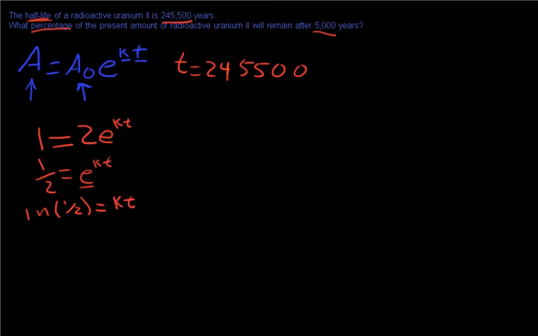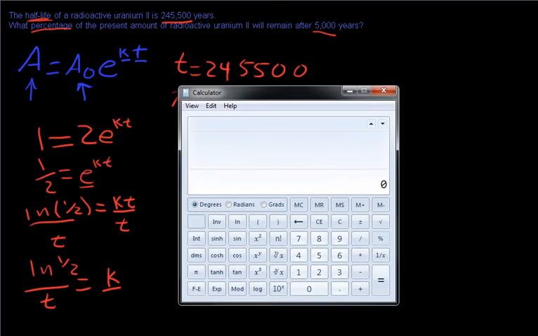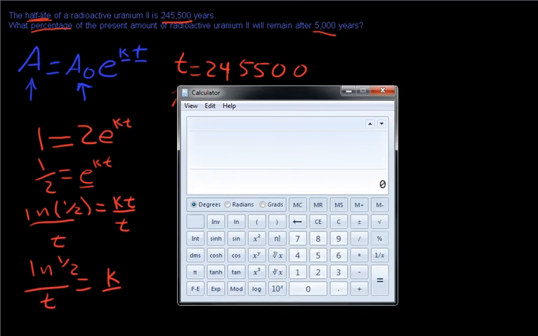Alright, so again, we're looking for k. We have t, it's up here. Let's divide t to both sides. So now we end up with the natural log of 1/2 over t is equal to some number k. Alright, so now we're going to solve for k. Get our handy dandy calculator. We're going to do 0.5, and the natural log of 0.5, so that's just this part right here.